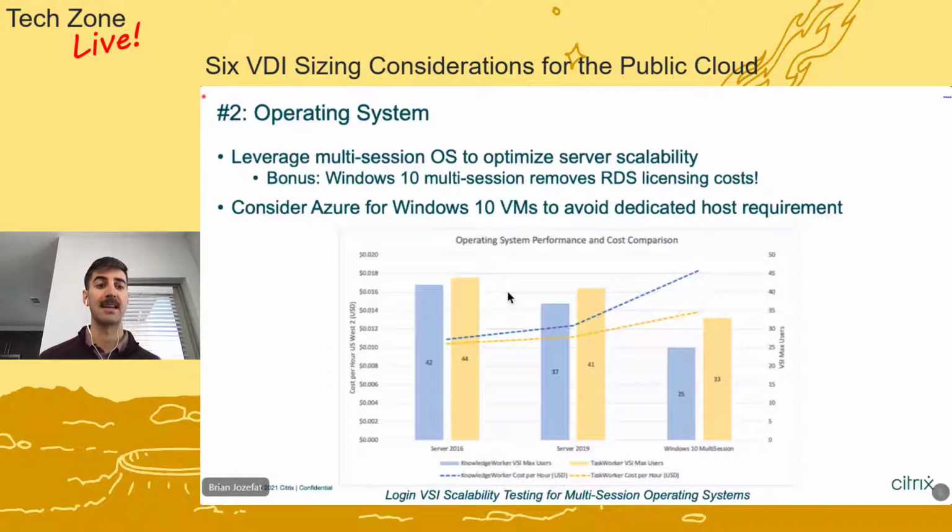So what we recommend here is reevaluating and making sure that we're really thinking about leveraging multi-session OS machines to optimize our machine or server scalability. So whether that's either RDS server-based workload like Server 2016 or Server 2019, or if you want to evaluate the new Windows 10 multi-session, which I have a couple customers working on right now, there's the added benefit of not having to pay for those RDS CAL licensing costs.